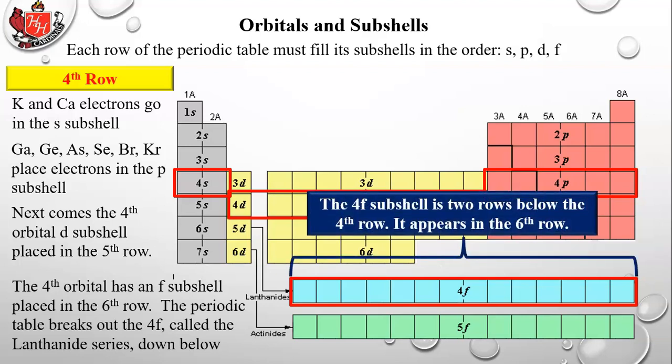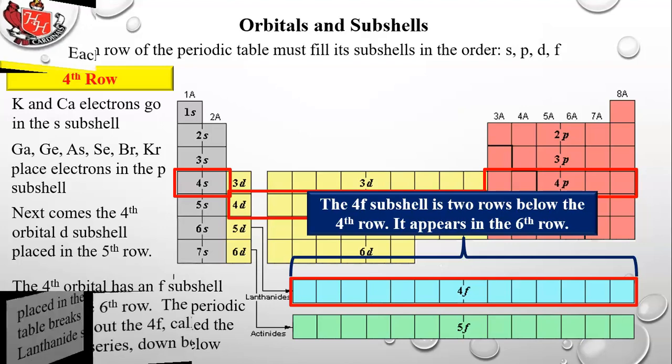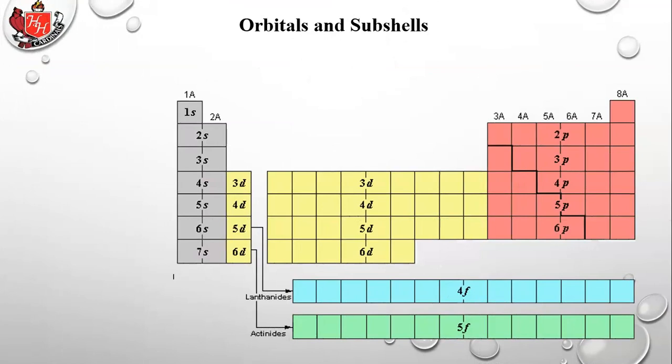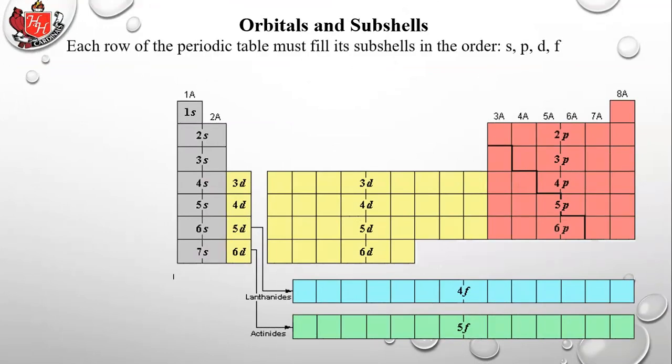The 4f subshell is two rows below the fourth row. It appears in the sixth row. Each row of the periodic table must fill its subshells in the order s, p, d, f. Okay, keep repeating that because you've got to remember that order.